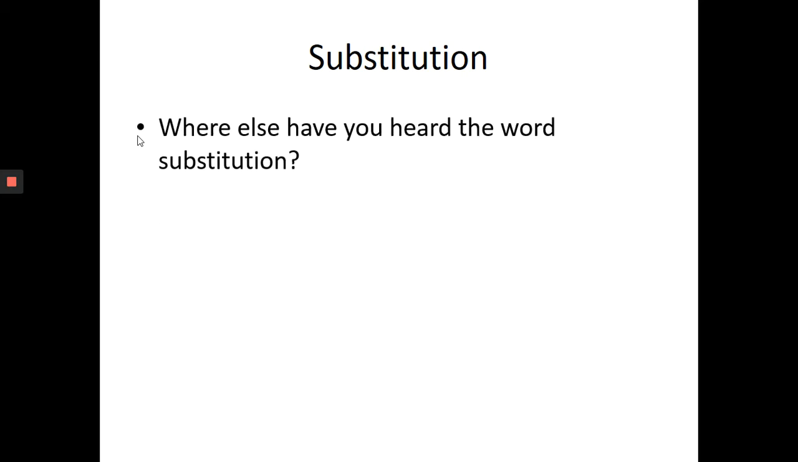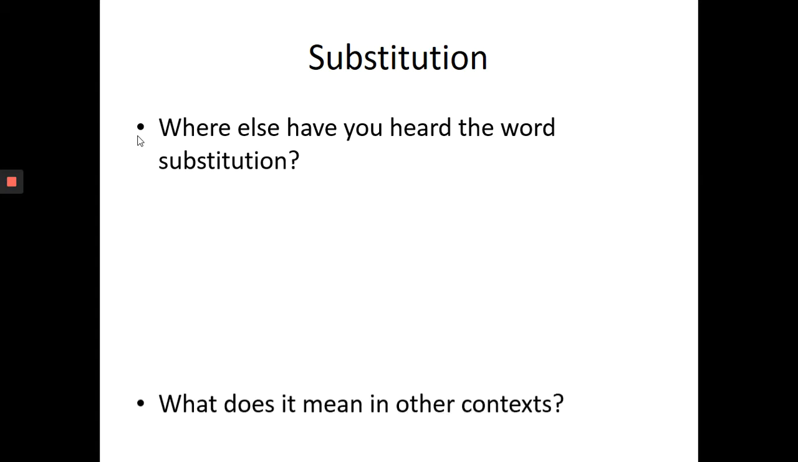Okay, next we moved on to substitution. You'd have heard this word somewhere else before. You might not have heard it in maths, but you will have heard it somewhere. Usually most people hear it around sport. The meaning of substitution in sport is that you swap one player for a different player. So one comes off, one goes back on. So how does this work in maths?